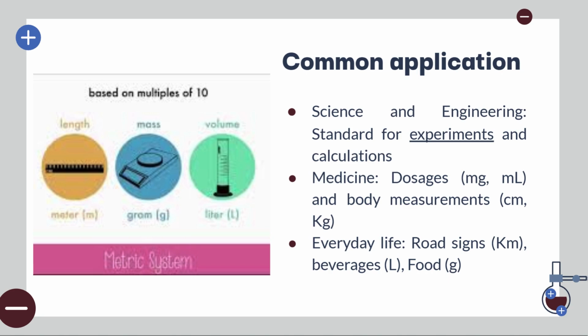And now, common applications of the metric system are usually found in science and engineering, medicine, and everyday life. In science and engineering, it is common to use the metric system in experiments and calculations. In medicine, it is common to use it for dosages and body measurements, especially if conversions are needed. And lastly, in everyday life, it is used in road signs, beverages, and food. Hence, overall, the metric system is a part of everyone's life because it is used everywhere in the world.